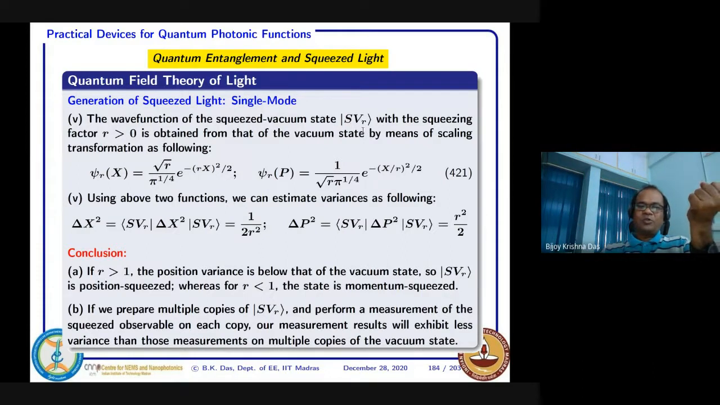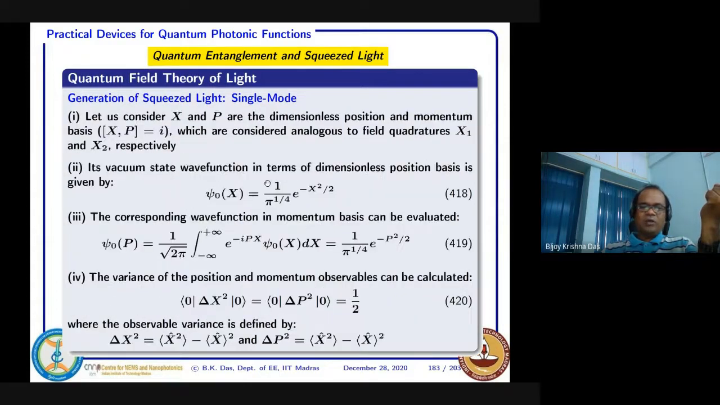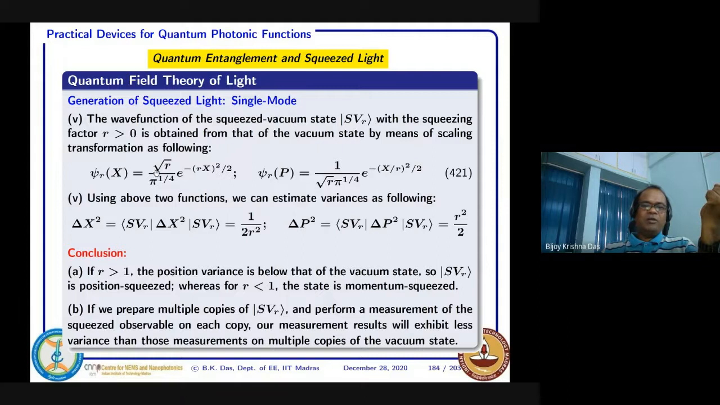Suppose you are squeezing. You have an x distribution. If you squeeze, I just put in a squeezing parameter, something like that. Earlier it was 1 over pi to the power 1 by 4, and what we did was multiply by the square root of R here. When we multiplied by the square root of R here, at the same time this squeezing parameter also multiplied the position here.